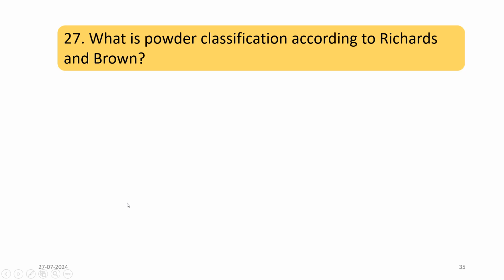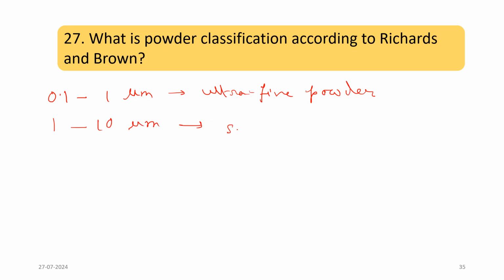So what is the powder classification according to Richards and Brown? Before that, we have learnt about Geldart's particles. There are 4 kinds of Geldart's particles, that is group A, B, C and D. And in Richards and Brown, there are 5 classes. When the particle range is 0.1 to 1 micrometer, that is called ultra fine powder. Next comes 1 to 10 micrometer, that is super fine powder.